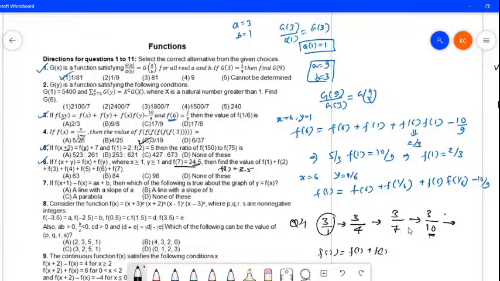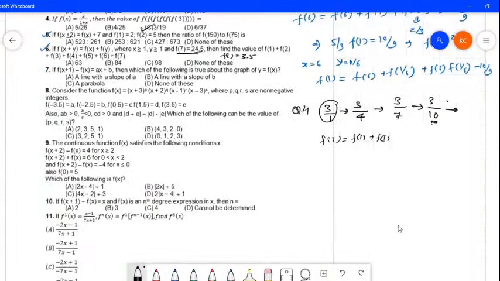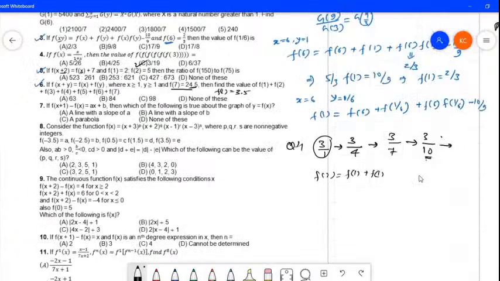So pretty straightforward discussion again. I'll share the solution in a while. So you can solve the remaining questions as well.